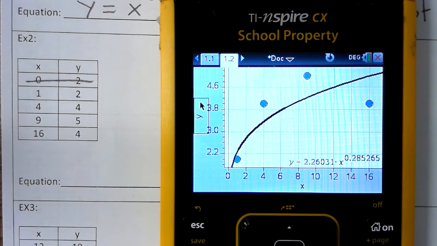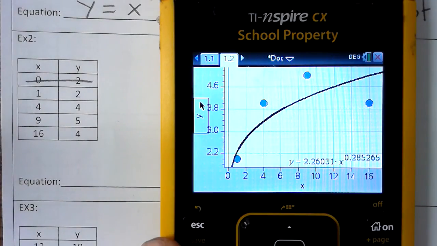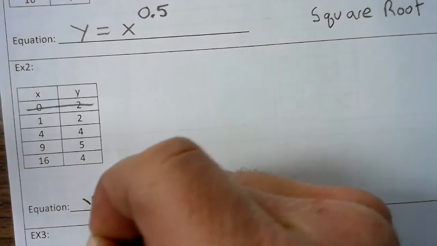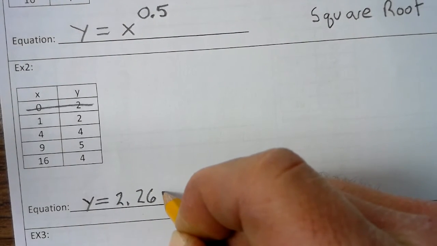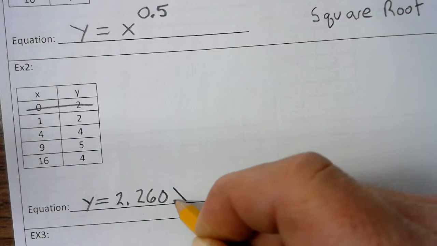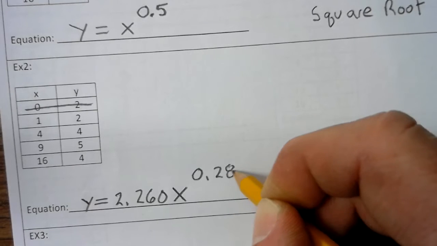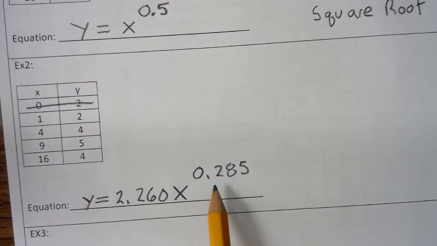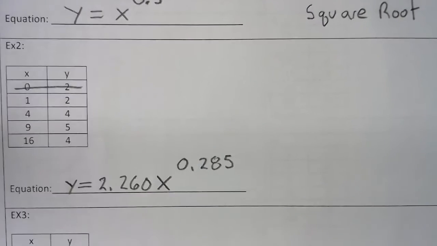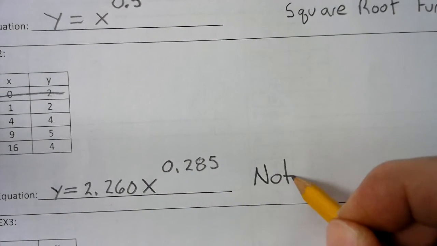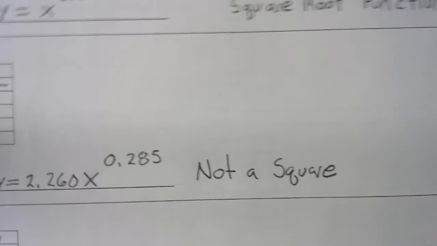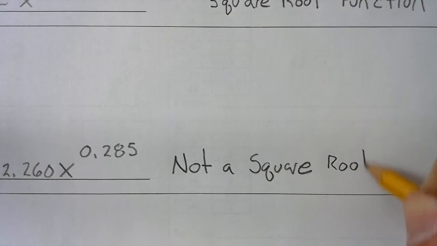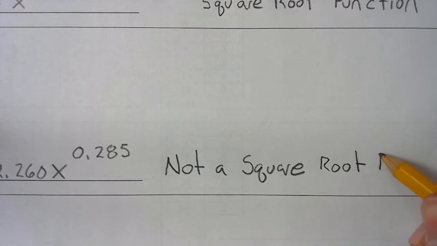So that is y equals 2.260 x to the 0.285. Now, this is nowhere near 0.5, so this is not a square root function. And function's going to go off the screen, but you just know that I'm writing function right here.